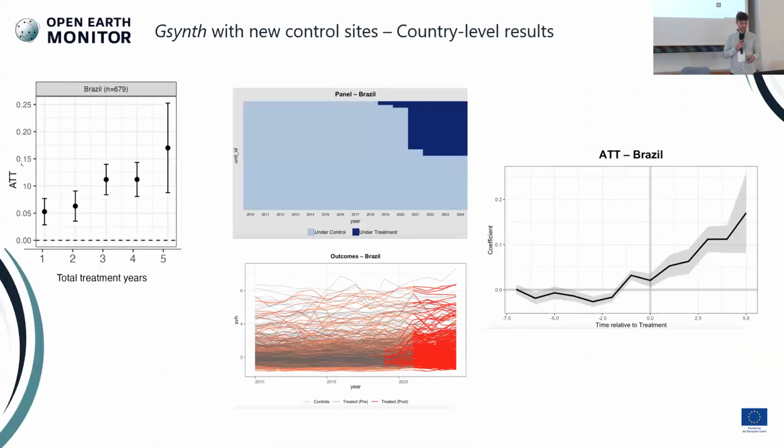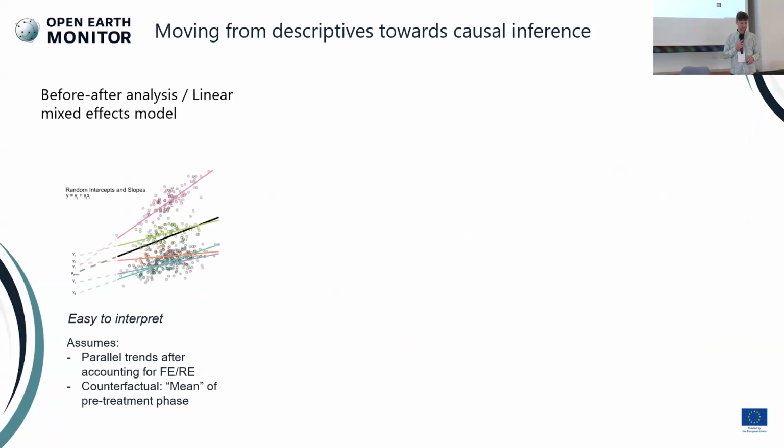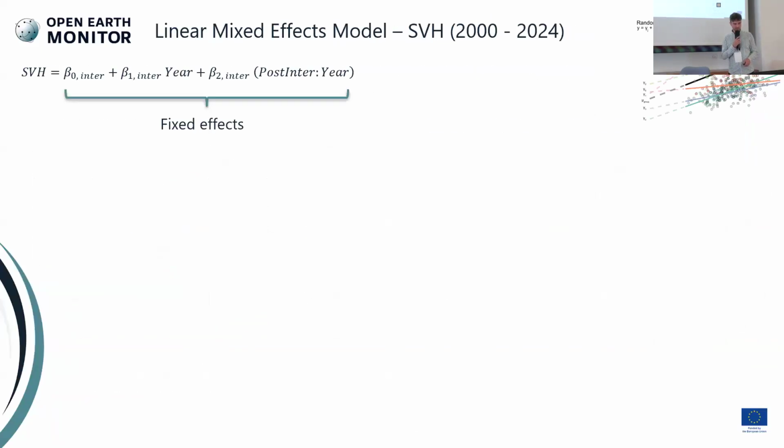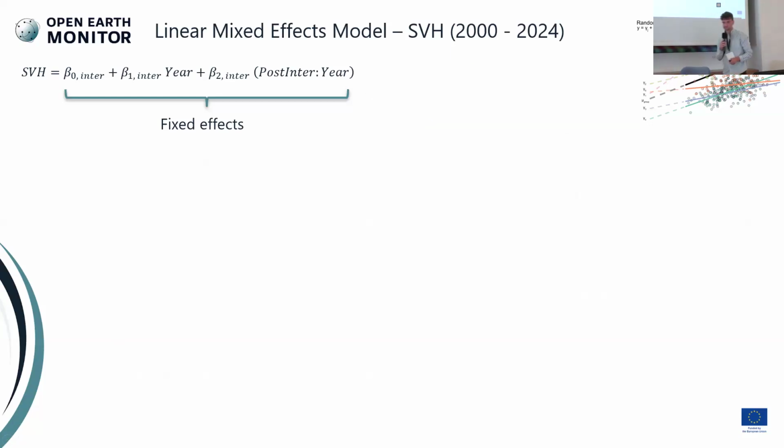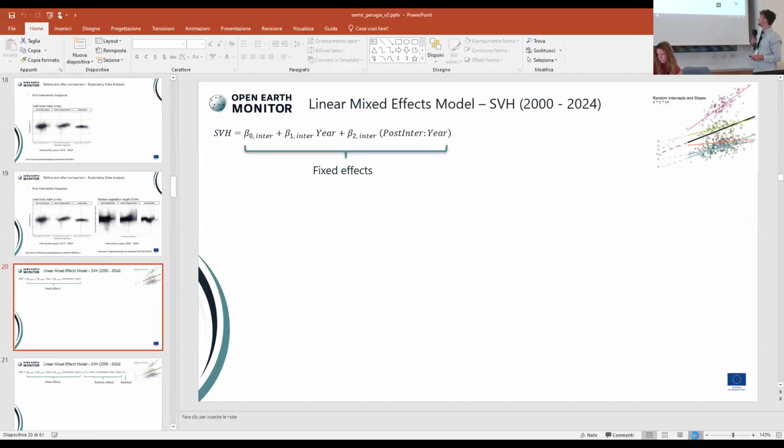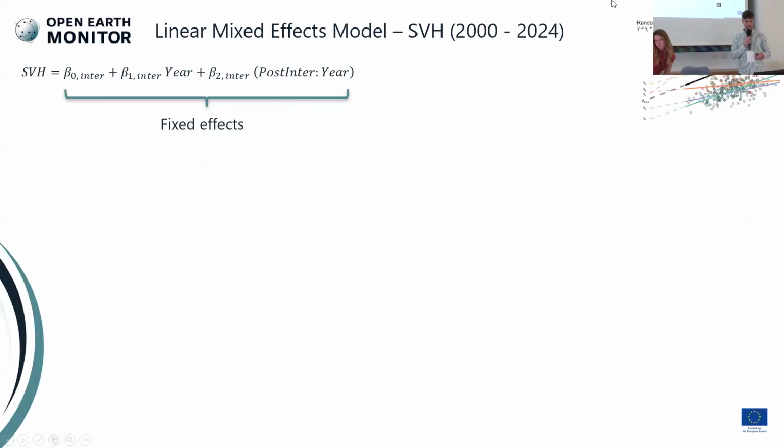Sorry, it skipped over. So the first way to quantify it is using a linear mixed effects model. You don't see the headers here. Yeah, I don't know how to solve it. Yeah, let me just continue.